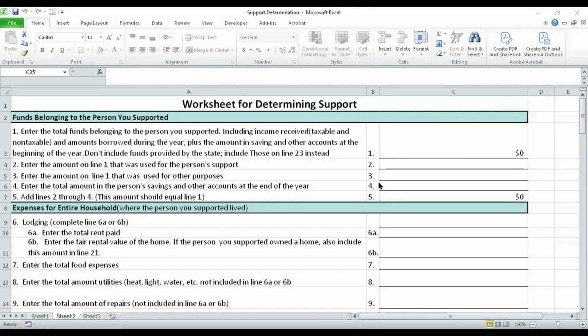I will give you an example of a taxpayer who has an elderly father who's 70 years old, and he lives by himself and he owns the home. In determining the support for the dependent, we need to first find funds belonging to the father, the person supported.